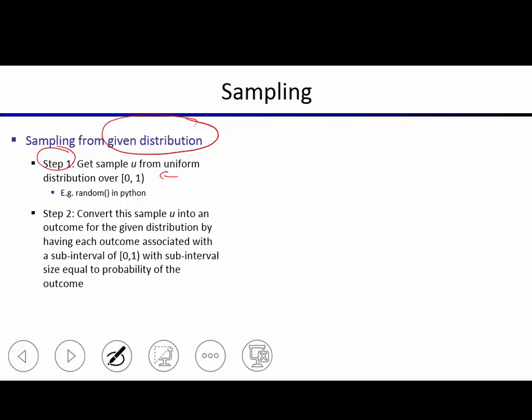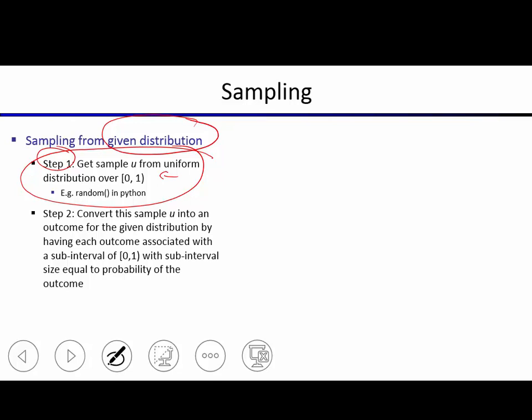That's something you might cover in a theory class. For today's lecture, we just assume that somebody resolved that for you and you have a good call to a random number generator that generates numbers uniformly at random between 0 and 1. So that's our starting point here. That's a given. Once we have that sample, we're going to convert it into a sample from the distribution we really want to sample from.